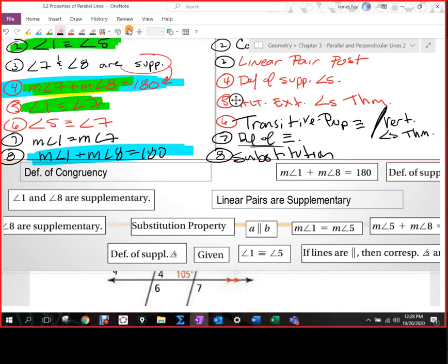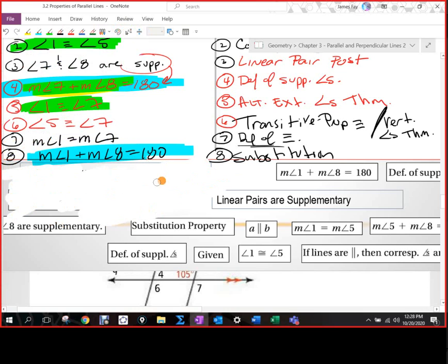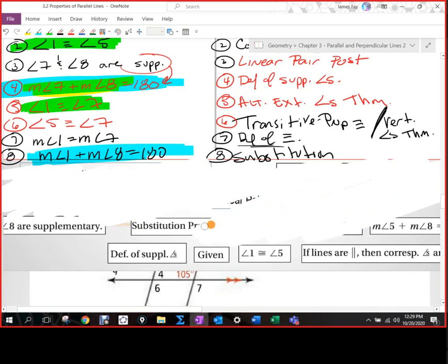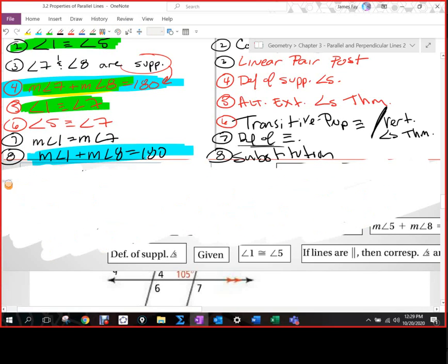All right, then I got a bunch of junk here that is in the way. Okay, so now we have said that 1 plus 8 is 180. So what does that tell you about angle 1 and angle 8? If they sum to give me 180, they must be what kind of angles? Supplementary.